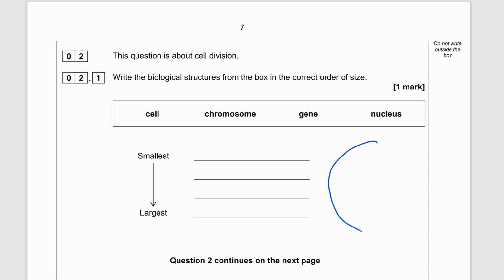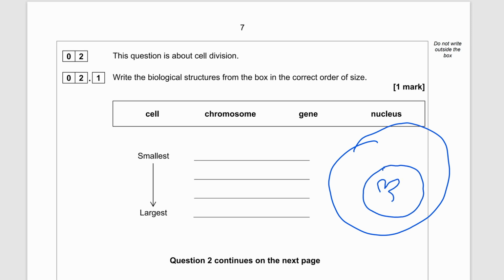So if we draw a cell first, what we can find inside of our cell is a nucleus. And inside of that nucleus, we find chromosomes. And chromosomes have small sections of them called genes. So looking at our diagram now, we can figure out that the smallest should be gene, then after that should be chromosome, after that it would be nucleus, and then the largest will be a cell.